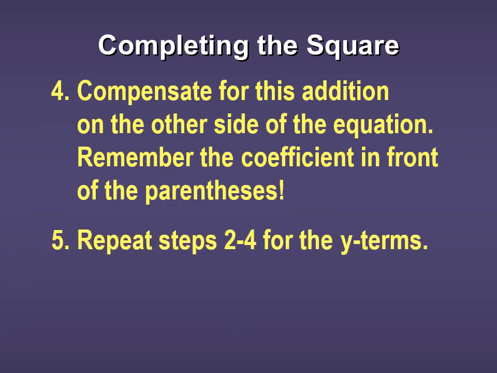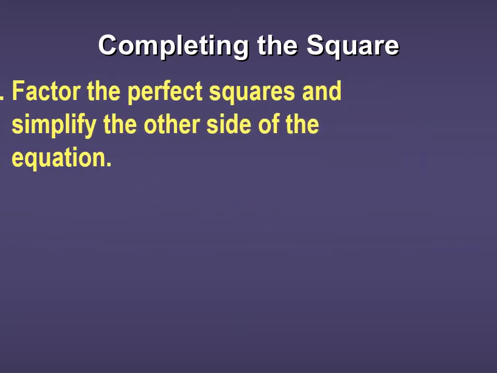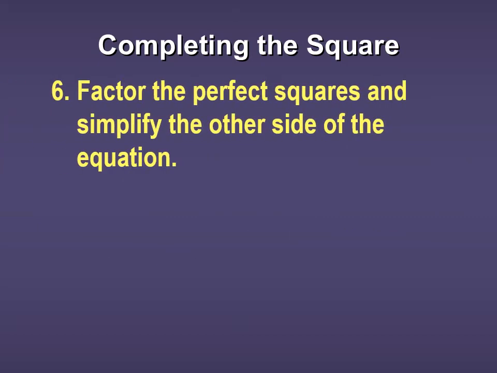You're going to repeat those steps for the y terms. So you're going to complete the square twice: complete it for the x terms and then complete it for the y terms. And step 6, you will have perfect squares, so you need to go ahead and factor those perfect squares and then simplify the other side of the equation, because you should have had things added to that side. So you want one complete number on the other side.